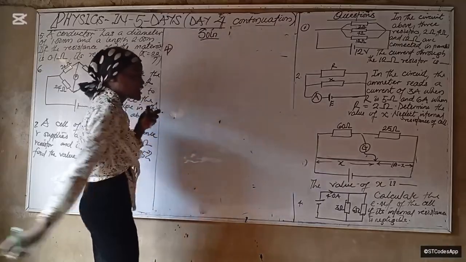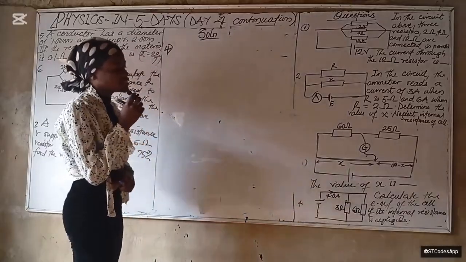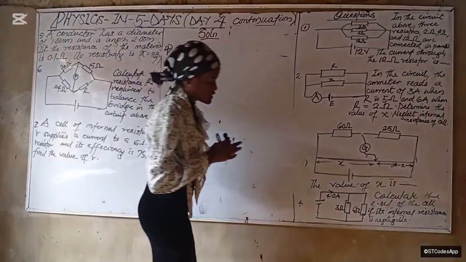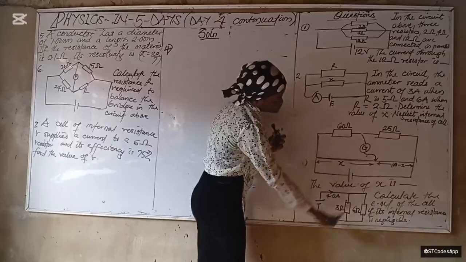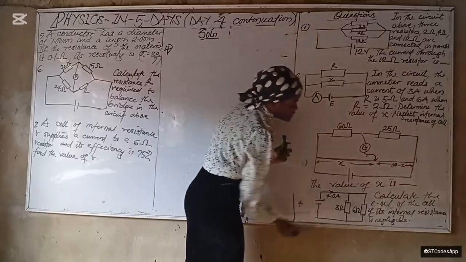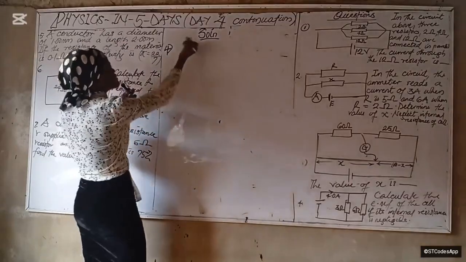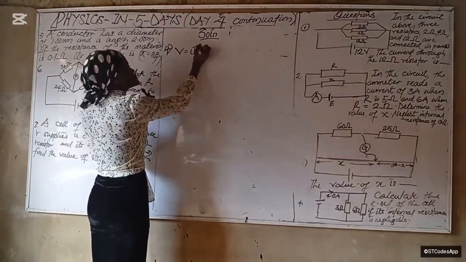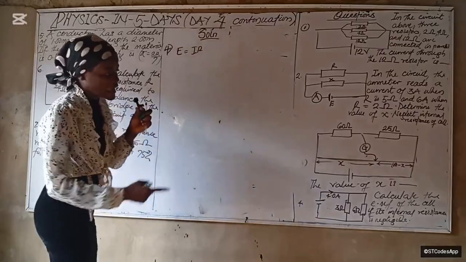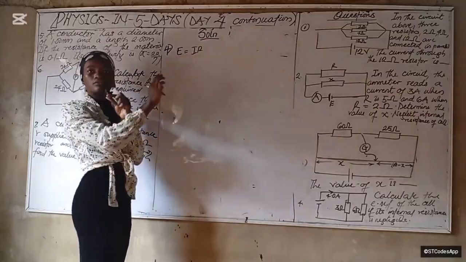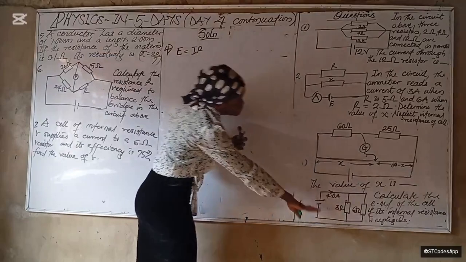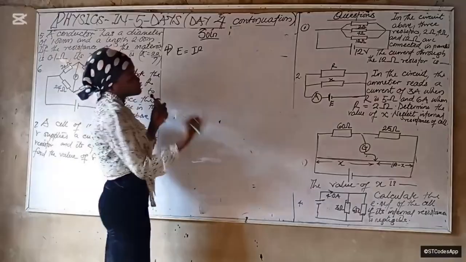For question 4, calculate the EMF of the cell if its internal resistance is negligible. We are given the current flowing through. The current flowing through is 4 amps, and these two resistors are in parallel. So to get the EMF, we recall that V equals IR, or let's just say E equals IR. To get the EMF, we must first get the total resistance.